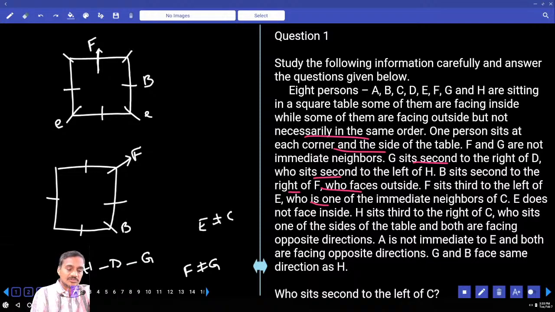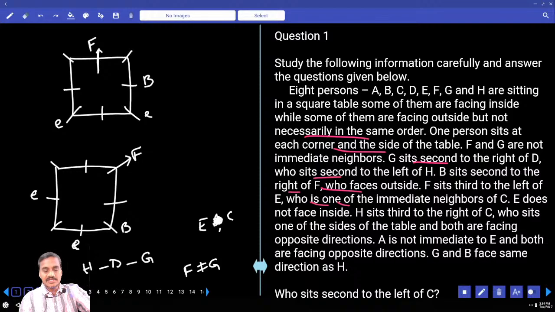F is seated to the left of E. Now this is E. F is seated to the left of E. One, two, three, C can be here. Then E is one of the immediate neighbors of C. Yes, E and C are adjacent to each other.